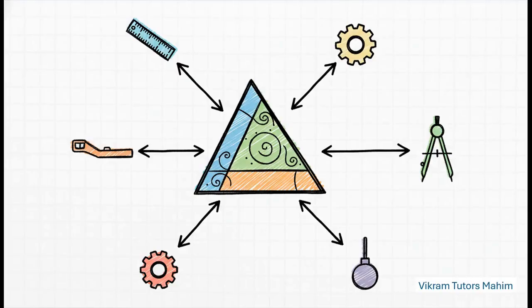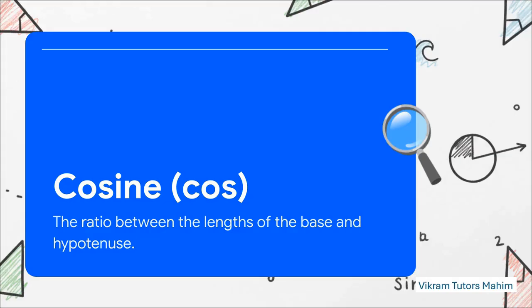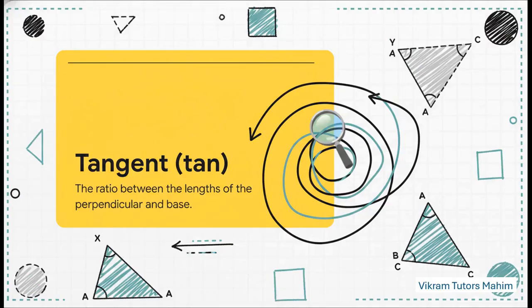All right, now that we know the sides, let's look at the powerful ratios they create. The first ratio is sine. Just think opposite over hypotenuse. Super simple, but so powerful. Next up, cosine. This one is the side next to the angle over the hypotenuse. And then there's tangent. This compares opposite and adjacent sides, but hypotenuse sits this one out.